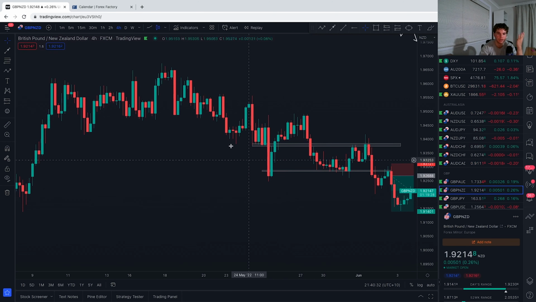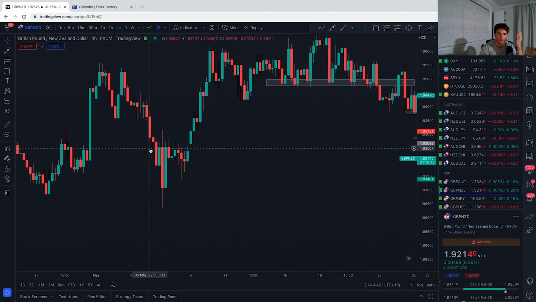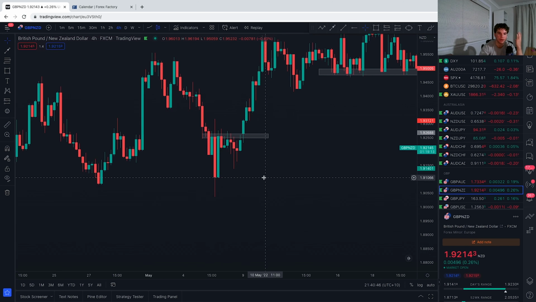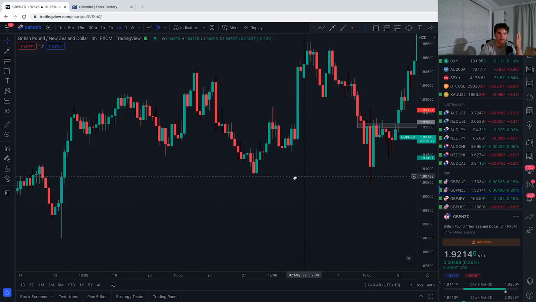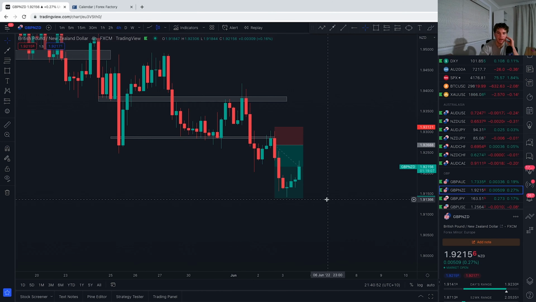Just scroll through the charts and try to identify these areas. Consolidation. It happens very often, and that's why I say it's the easiest one to trade and the easiest one to identify. But let's break this down.